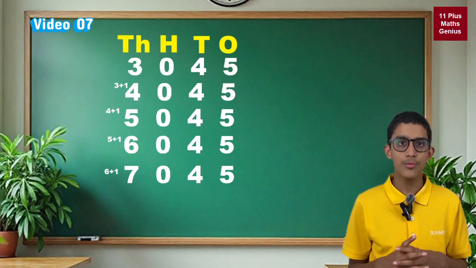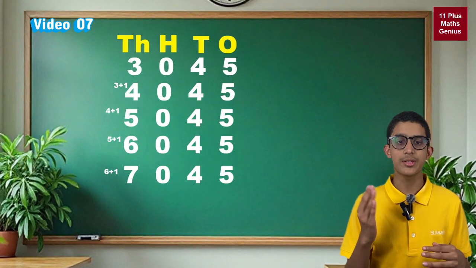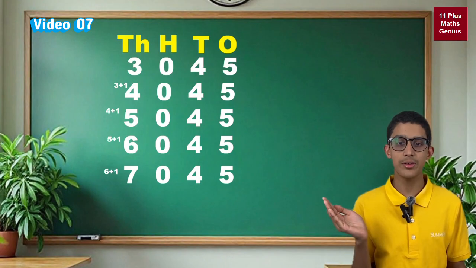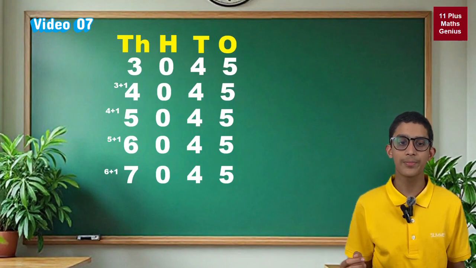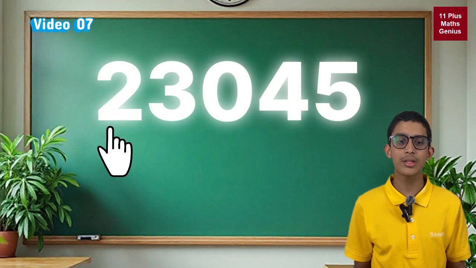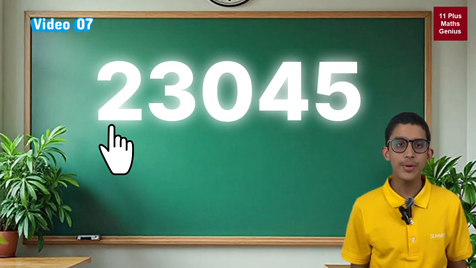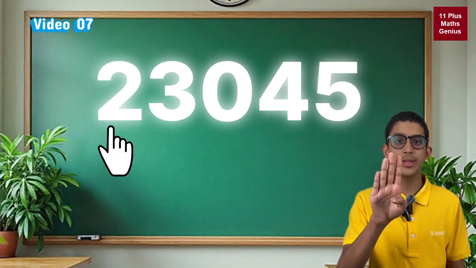In this way, we can make the next number by adding 10,000 to a given number. For example, count in 10,000 from 23,045. Can you make the next 4 numbers of the sequence?